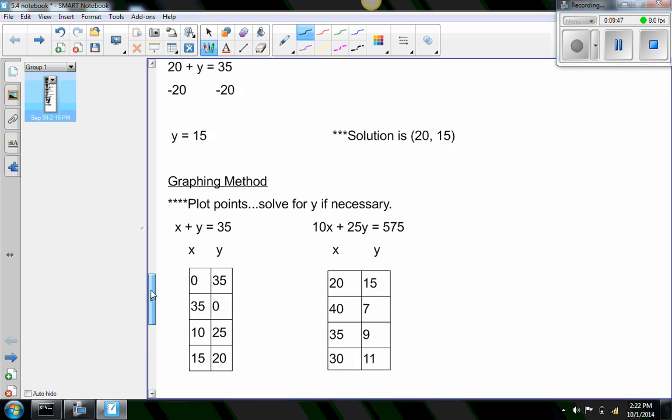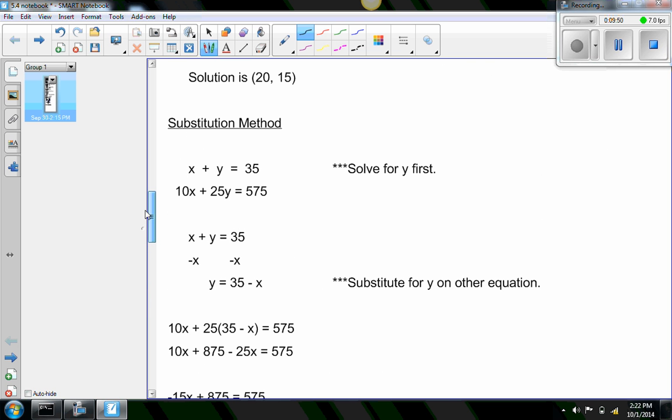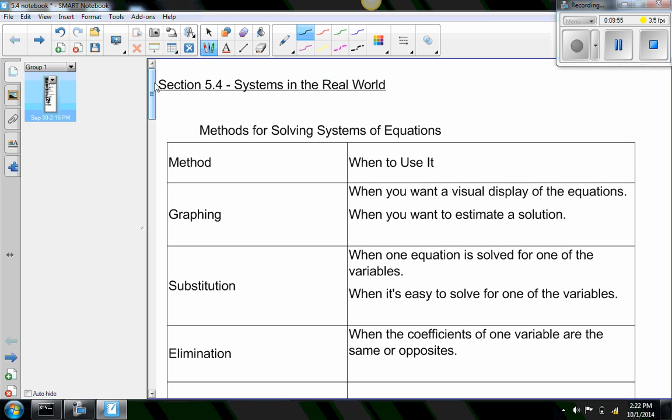So I did the graphing method, I did this substitution method, I did the elimination method. And keep in mind, am I ever going to have you do it all 3 ways for one system? No. I'm going to have you choose which method you think you can do the best. So on this section, I'm not necessarily going to say, oh, you have to solve it this way. I'm going to let you have a choice, and you can just solve it whichever way works best for you.